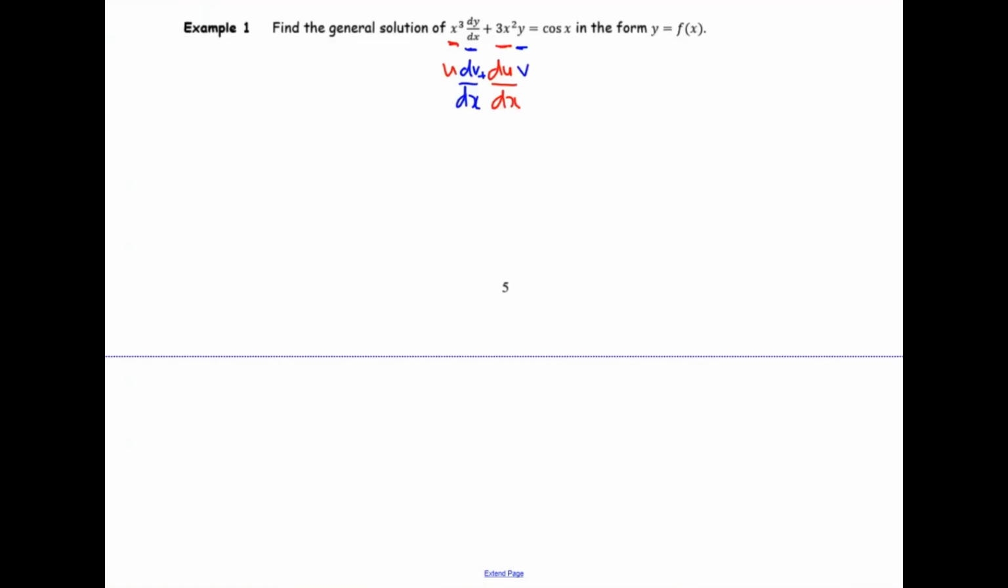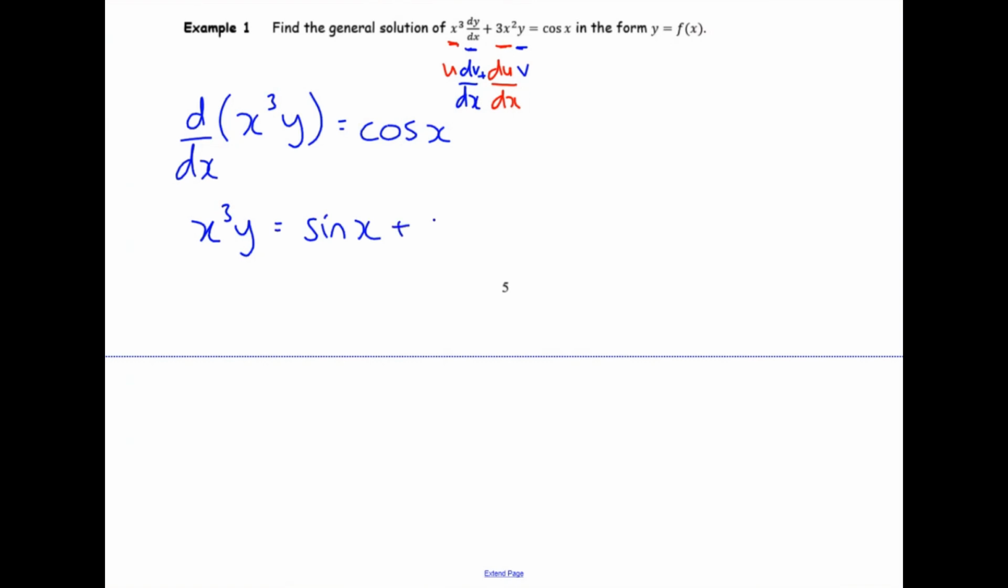That means we can rewrite this left-hand side as d by dx of the product of y and x cubed, so x cubed y. So those are our u and v functions. This is equal to cos x. Now all we've got to do to solve this is integrate both sides. Integrating the left-hand side, we just get rid of the d by dx. Integrating the right-hand side goes to sin x plus c.